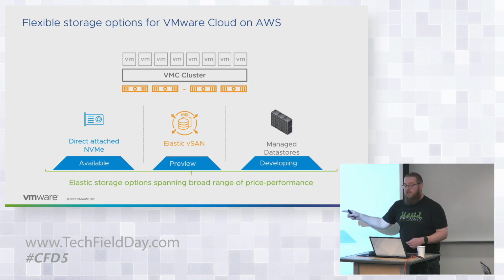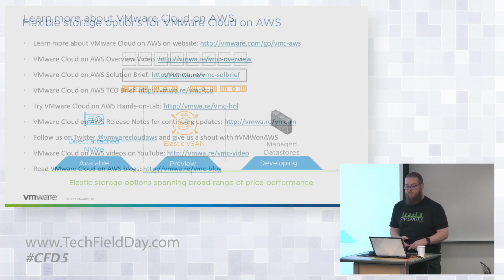The Elastic vSAN is currently in preview in 3 regions, rapidly working to roll out worldwide, and that direct attached i3 metal host is available worldwide today.